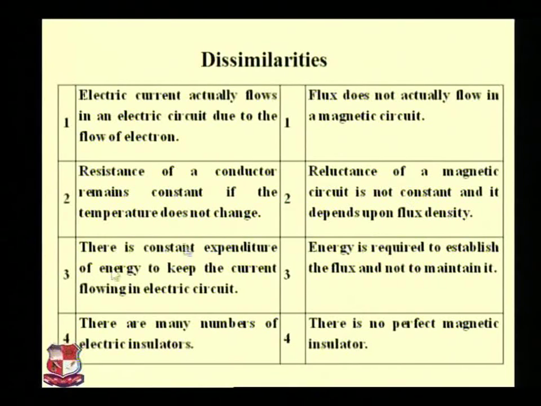There are many electric insulators like plastic, mica, rubber, all are insulators for the electric circuit in which the current does not pass. These are known as insulators, but there is no perfect magnetic insulator. Even in air the magnetic flux is produced. So there are no perfect magnetic insulators in a magnetic circuit. These are the 4 points of dissimilarities between electric circuit and magnetic circuit.